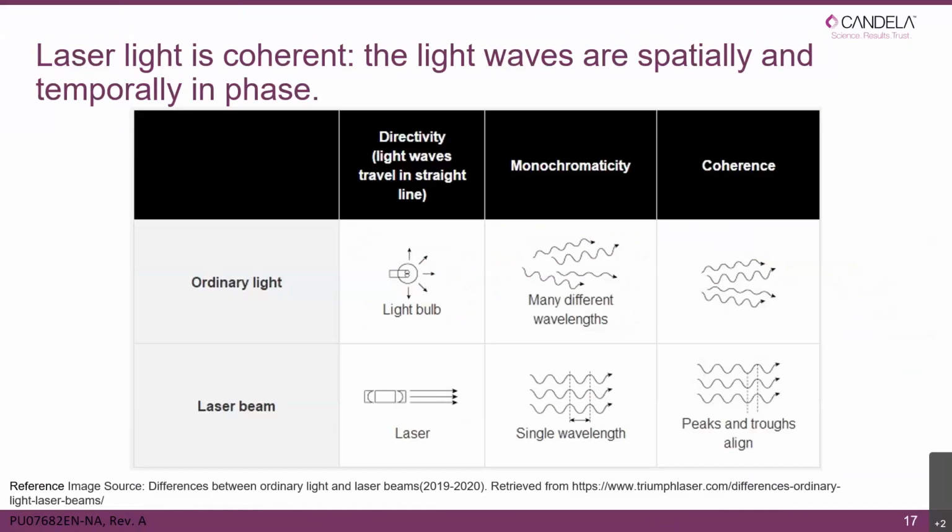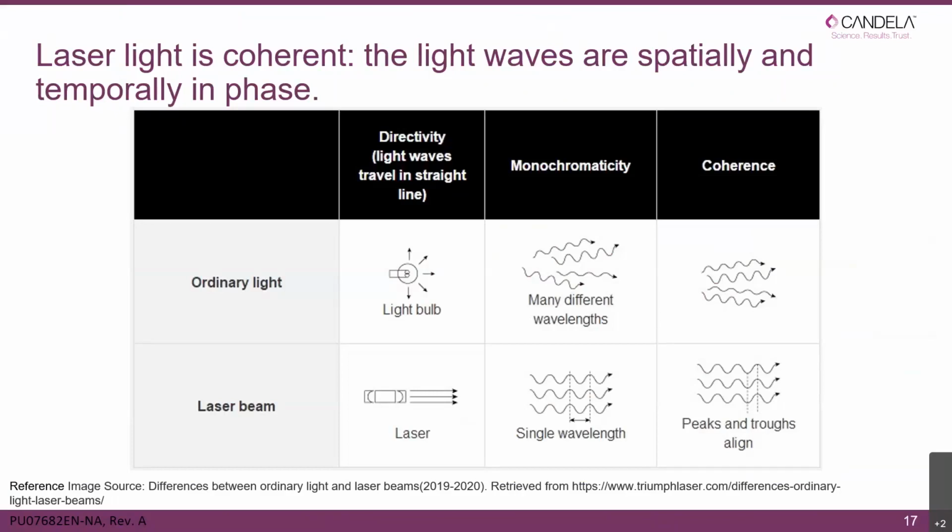Laser light is also coherent, and this means that the light waves are all in phase with one another because they're the same wavelength. So if you look at the difference between an ordinary light and a laser beam, with a light bulb, you have the light coming out in all sorts of different directions. It's many different wavelengths, so it's not a single color, and it's not what we call coherent. So you can see in these images that we have different wavelengths, and they're all moving in different directions.